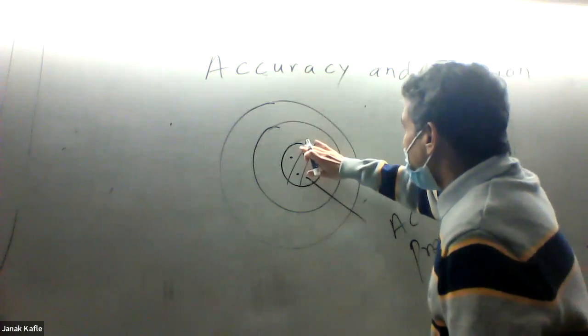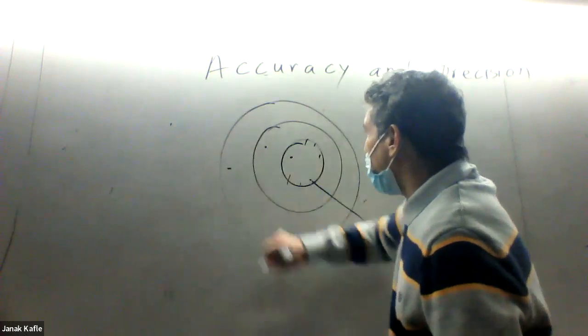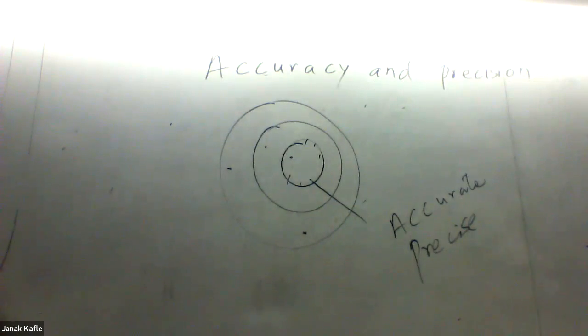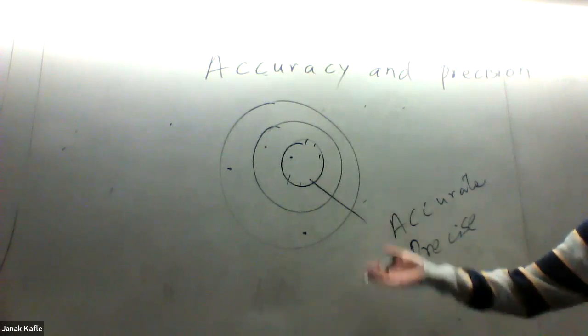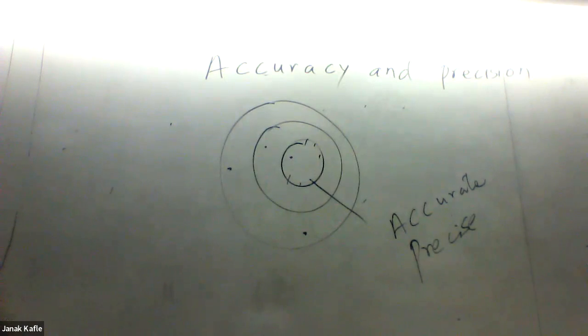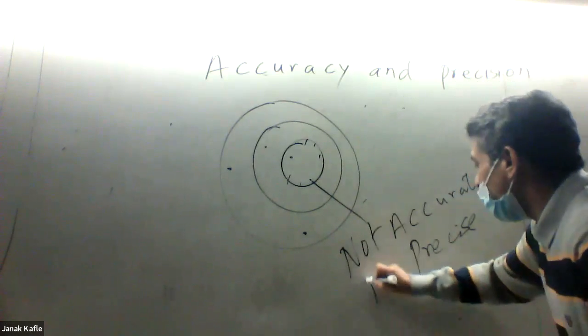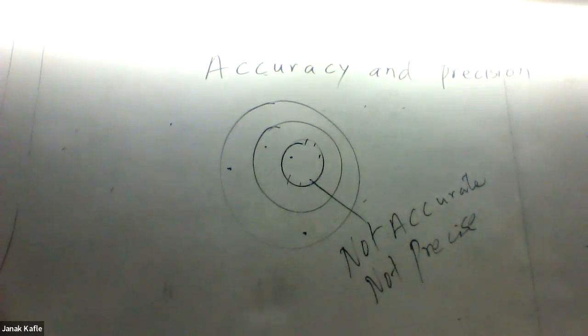But let's say one time you hit here, another time you hit here, another time here, another time here. That's bad. Now you are neither accurate nor precise. One time you are accurate, but one time accurate is not your skill. That may be coming from somewhere. One time you hit accurately, but 4 times you are just everywhere. That's not your skill. So this condition is not accurate, not precise. Make sense?